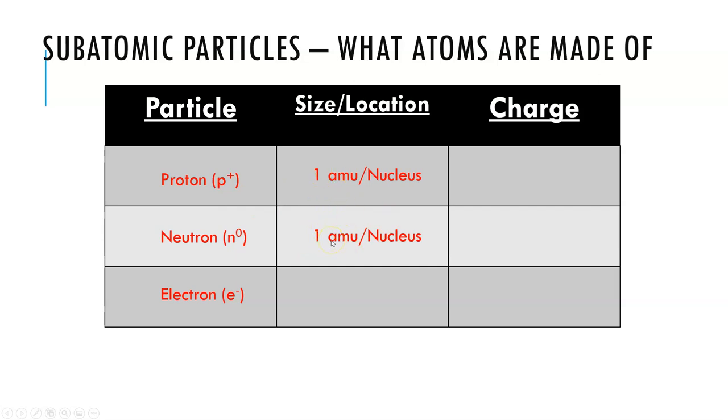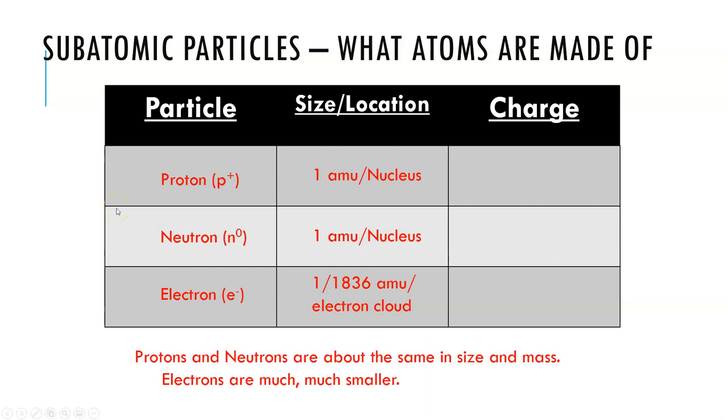Now, if you express the mass of an electron in AMUs, you'll see that an electron is 1/1836th of an AMU. In other words, it would take 1,836 electrons altogether to equal the mass of 1 proton or neutron. So the overarching theme here is that protons and neutrons are about the same in size and mass, and electrons are very much smaller. So I mentioned before that the majority of the mass of an element is contained in that very, very small, very, very dense nucleus because the heaviest particles are located in that nucleus.